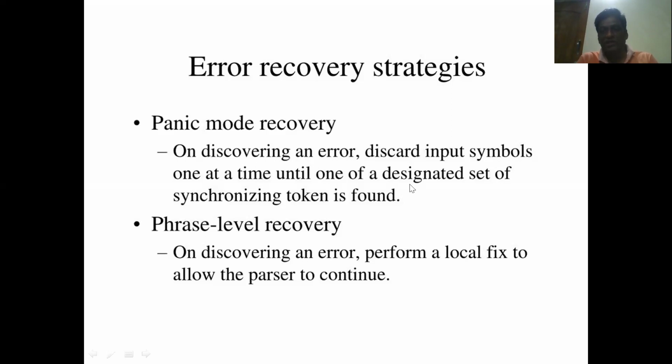Therefore, what this phrase level recovery does is, it tries to replace that comma with other delimiters such as semicolon, colon, and so on. Whenever it identifies that a semicolon is a proper delimiter at that position, it performs that corresponding local fix. That means the change of symbols from one symbol to another will be done in phrase level recovery. Okay, so that is what phrase level recovery does.